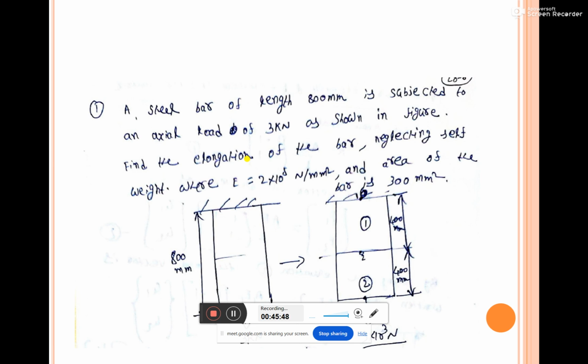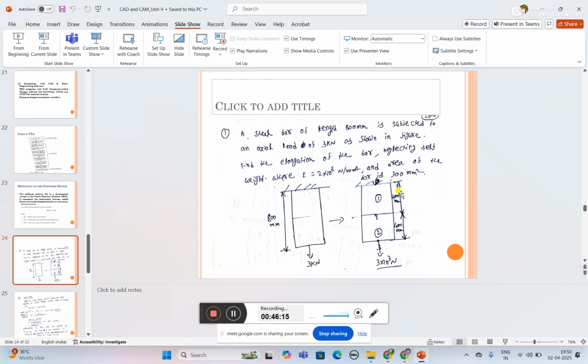Another boundary condition here: you can see that at one end, the bar is fixed. So that is one boundary condition. This particular bar is fixed at this end. Now I minimize the screen. This is the problem actually.